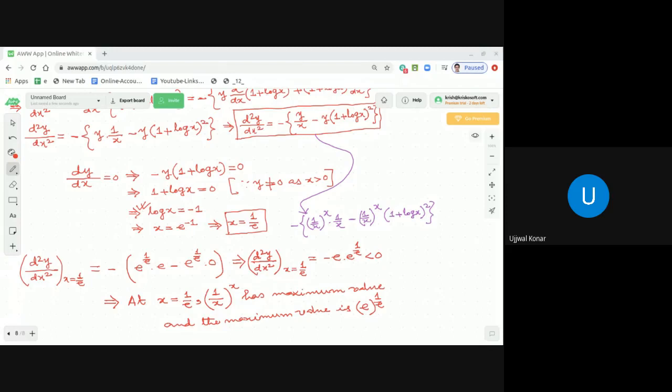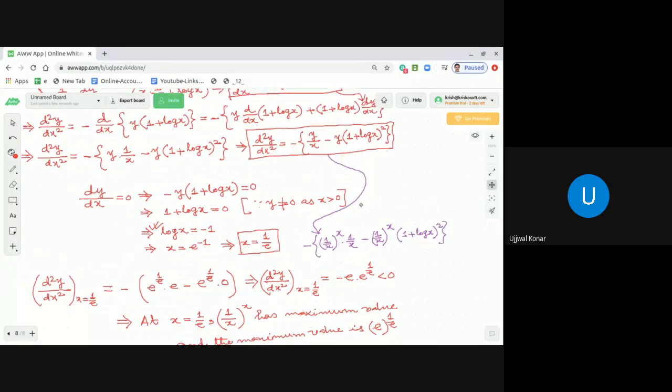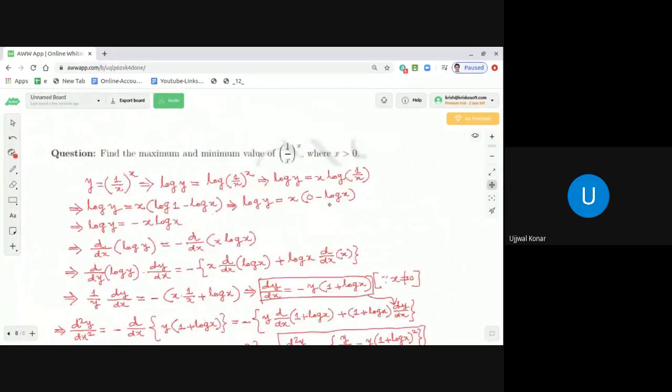Now dear students, we see that we didn't find any value of x for which d2y dx2 is greater than 0. So what we can say? We can say the function 1 by x power x does not have any minimum value. So dear students, you get a fair amount of idea that how we can apply the second order derivatives to find the maximum and minimum value of this function.